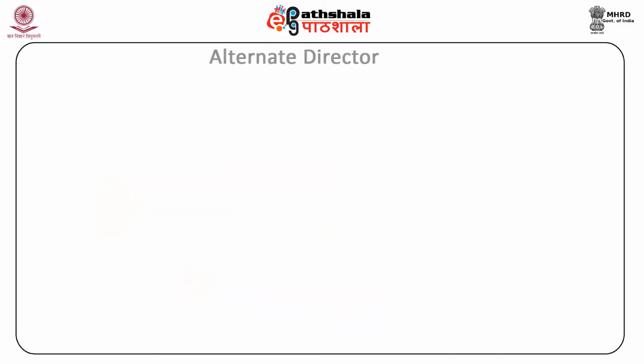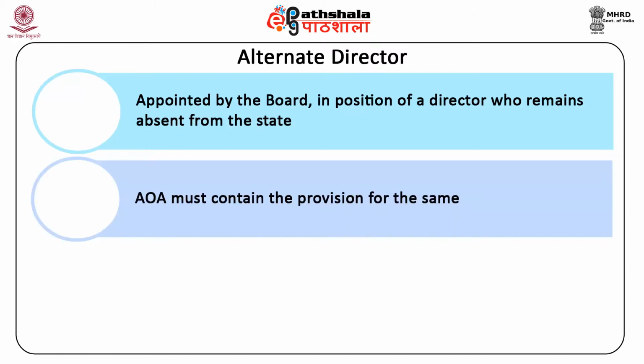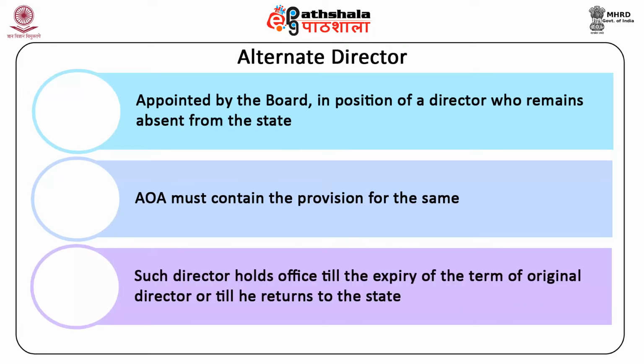Alternate director: such a director is appointed by the board in place of a director who remains absent from the state in which meetings of the board are ordinarily held for a period of more than 3 months. The Articles of Association must contain the provision for the same. Such a director holds office till the expiry of the term of the original director or till he returns to the state.